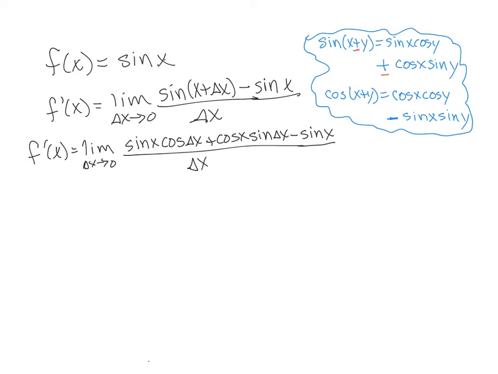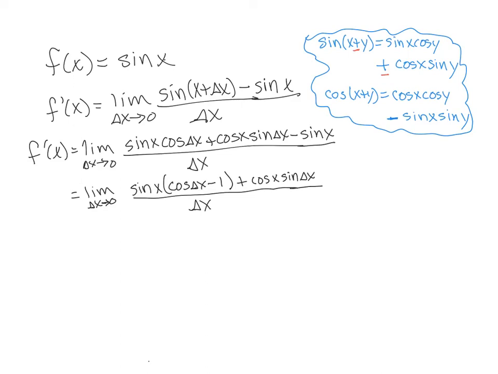Let's see if we can do something algebraically at this point. If we stick in delta x equals 0 right now, we're just going to get 0 over 0. So here we go. I'm going to group the things that have a sine of x. That's the cosine of delta x minus 1 plus the cosine of x times the sine of delta x. Why did I do this? I don't know. Let's see.